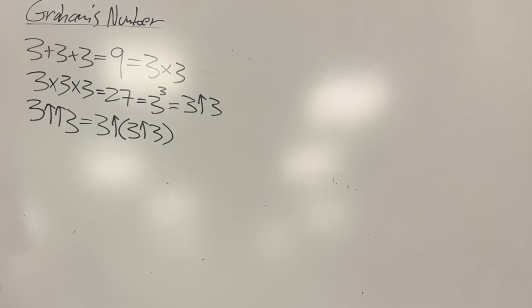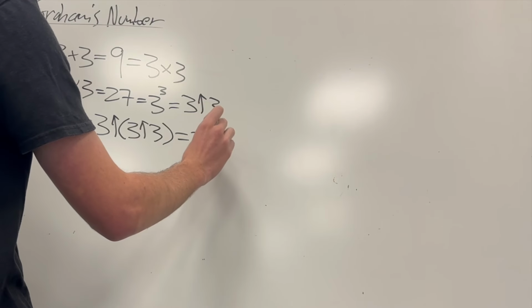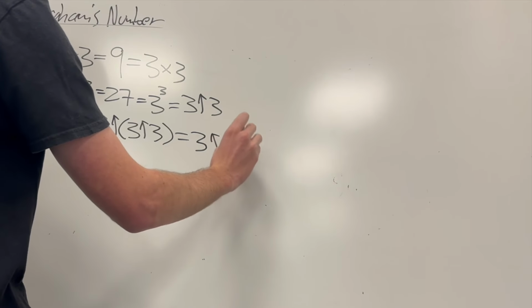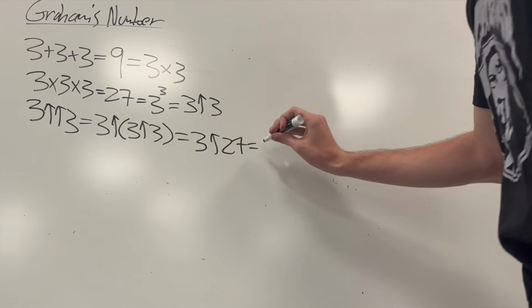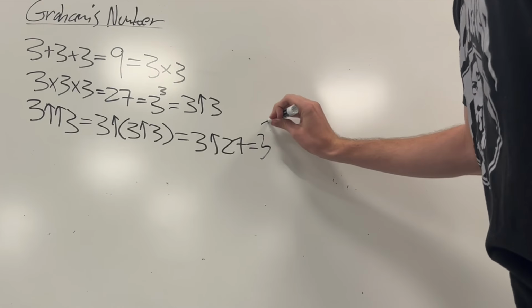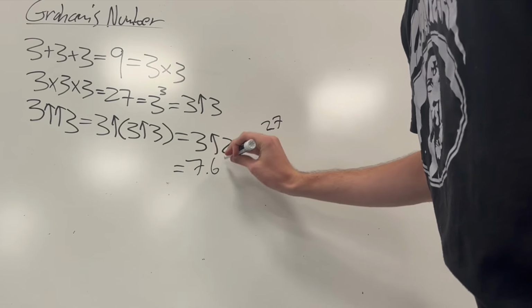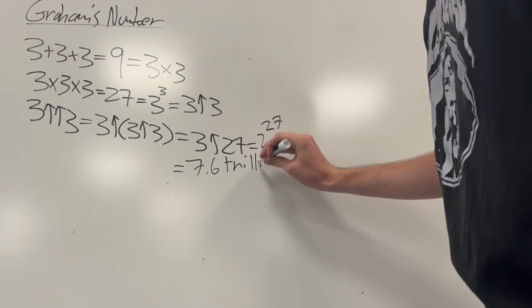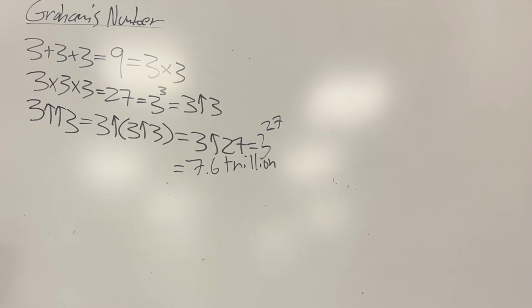which we can simplify down a little bit, and that would be 3 arrow 27, since we just found 3 arrow 3 is 27. And what this would be is, of course, just 3 to the 27, which is a gigantic number. It's about 7.6 trillion, so stupendously large. And you're going to see things are about to get out of hand very quickly.